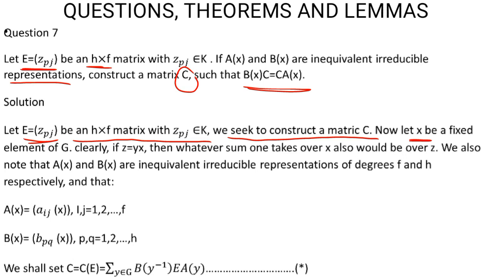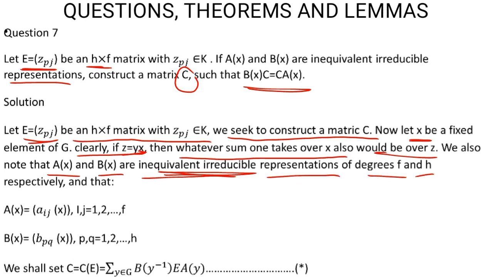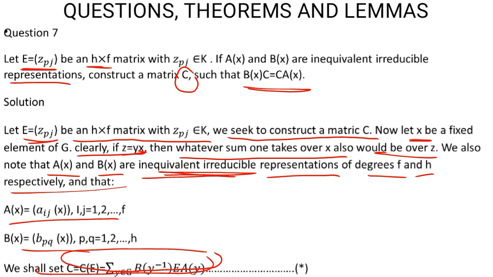And when we fix our X, we can set our Z to be something like this, Y times X. And noting that we can sum over X or sum over Y, and it's the same thing as summing over Z. It doesn't really affect it, right? Okay, so we also note that AX and BX are what? Inequivalent. They are not equivalent. They're inequivalent representations of degree F and H respectively. And recall our notation that we have this as our matrices at the beginning. So based on that, we will set our C to be this, defined as what you see here.